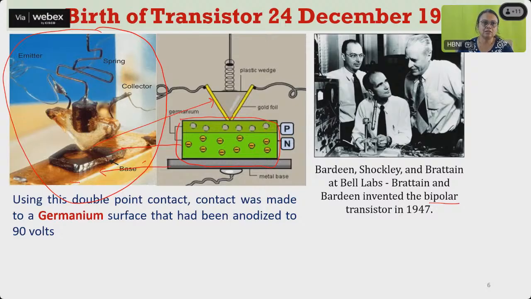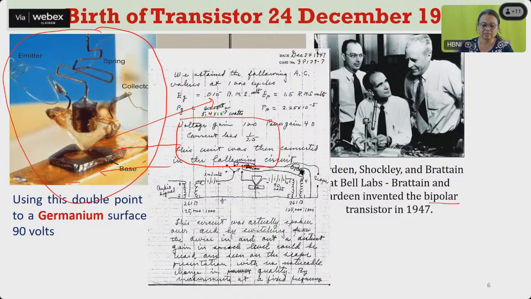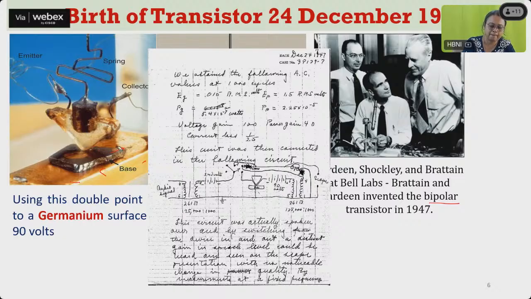So this is how the journey started. Using this double point contact on a germanium crystal, they took the voltage to 90 volts, and they saw the effect. This is their original writing, which I am showing: we have attained the following AC values at 1000 cycles, the energy gap and all. So this is the start of the transistor and the semiconductor journey.